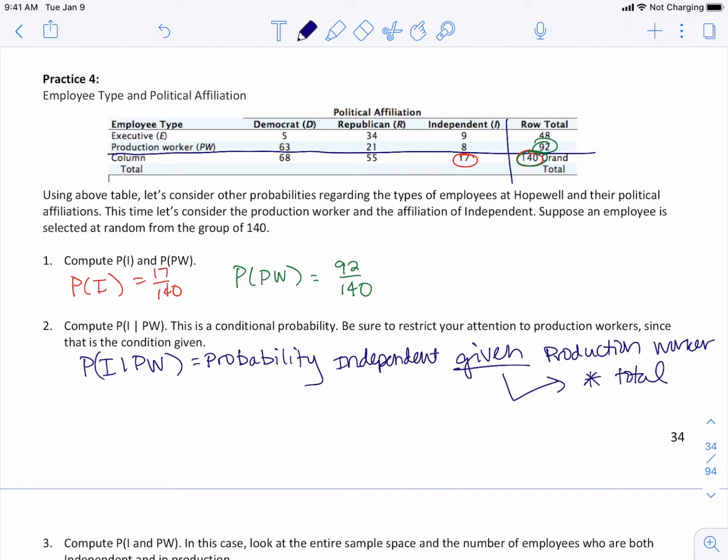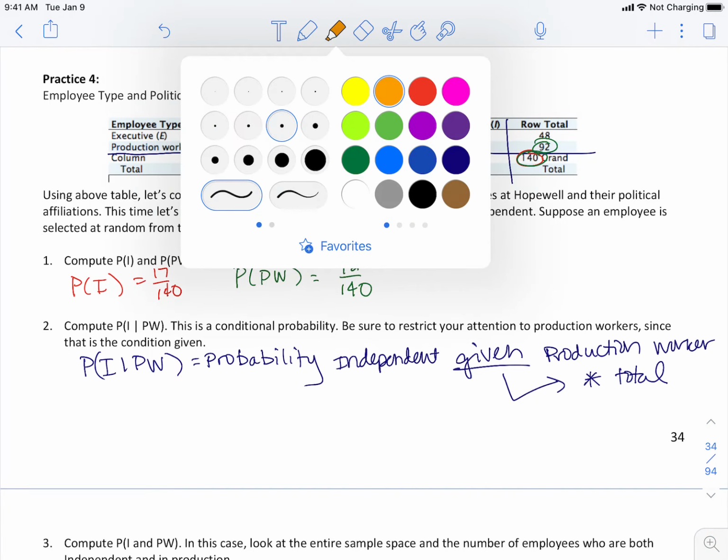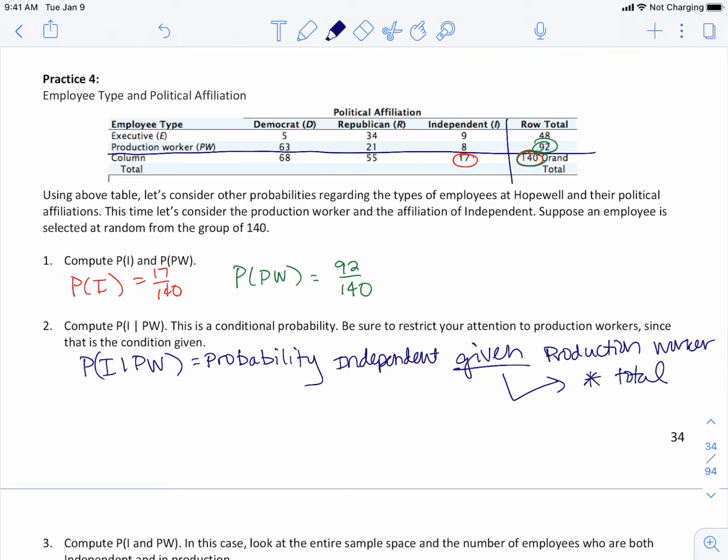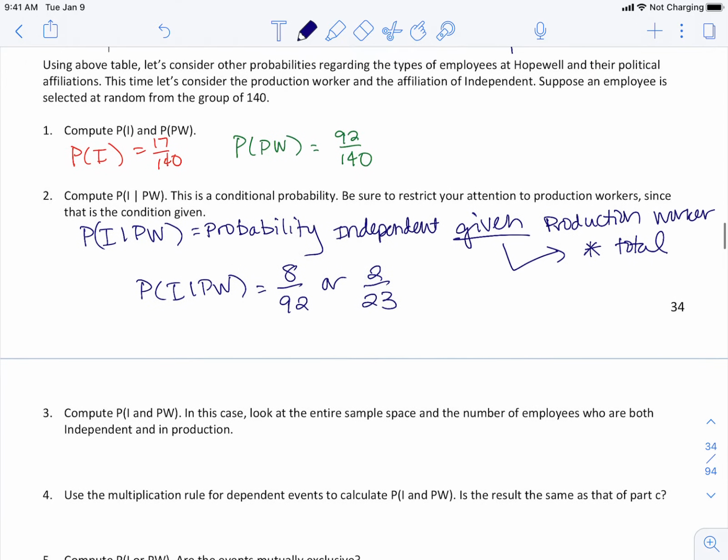Okay, so our total is the production worker. So now this 92 becomes our total. And we want the probability that they're independent. So that's going to be this 8. So this is going to be 8 out of 92, or 2 out of 23.